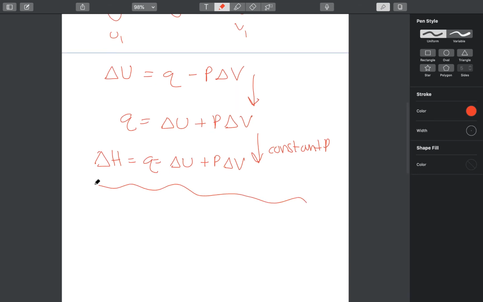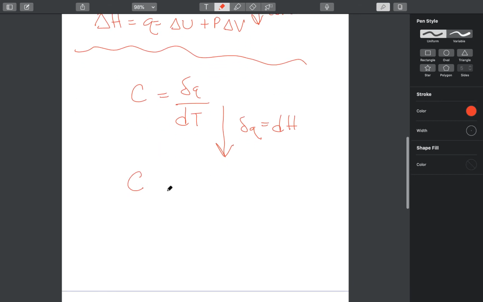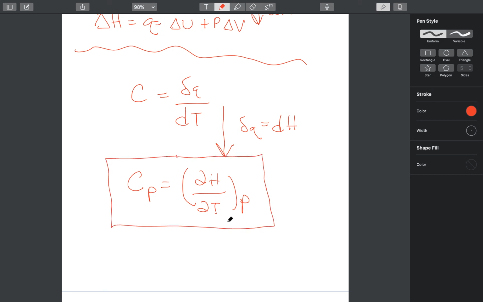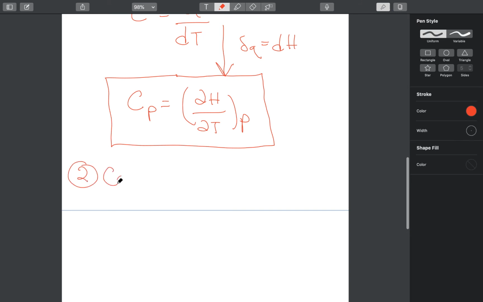So therefore, we can replace, so we'll bring back our little equation here. We can replace our dQ with dH if it's under constant pressure. And when we do this, we get this expression. And this is involving partial derivatives because we're keeping one variable constant, in this case, pressure. And so this we denote as Cp. The second type is under constant volume.